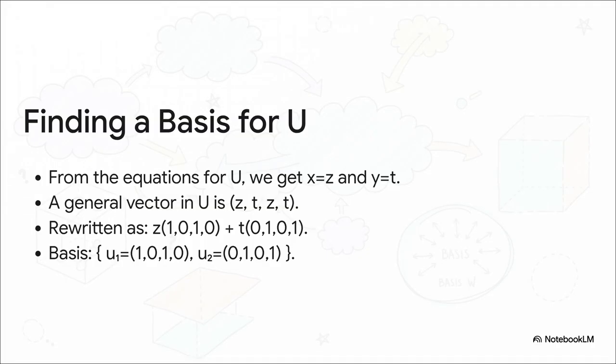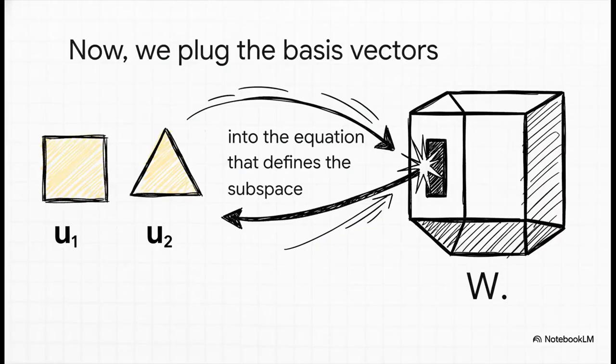Finding a basis for U is actually pretty simple. The rules are x equals z and y equals t. That means any vector in there has to look something like this: z, t, z, t. See how that works? And if you just pull out the z's and t's, you can see the whole space is just spanned by two simple vectors, (1, 0, 1, 0) and (0, 1, 0, 1). And there's our basis.